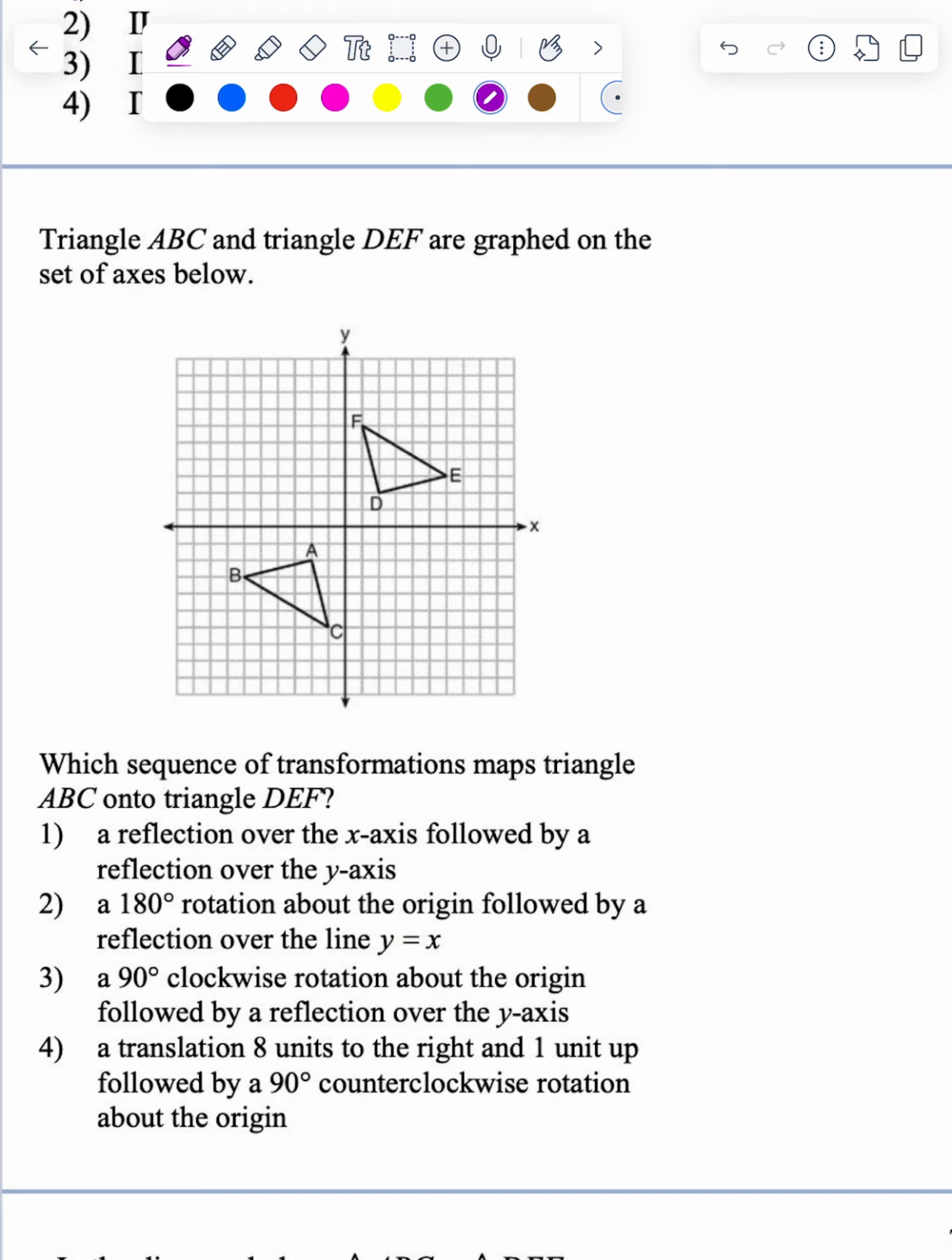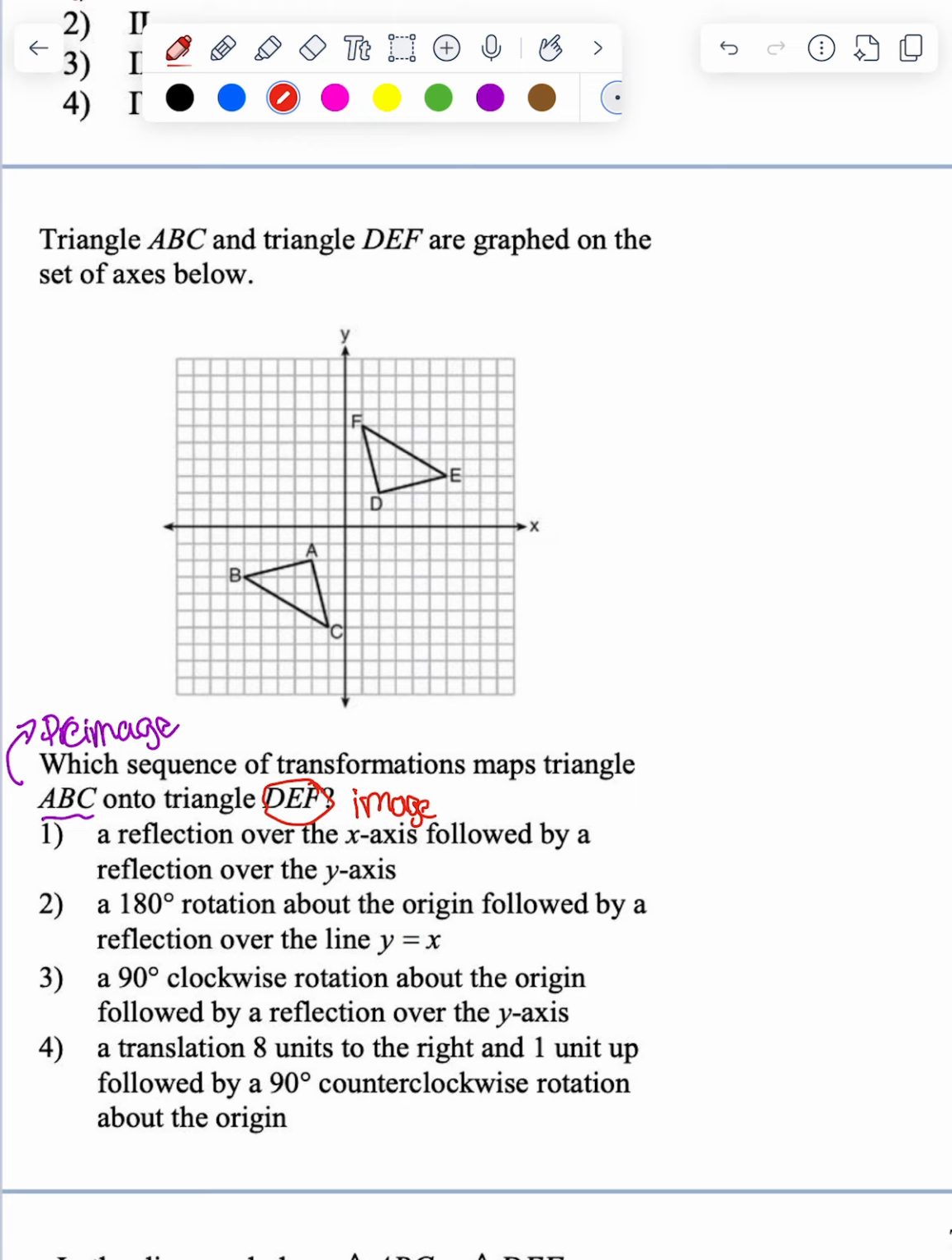Here we have triangle ABC and triangle DEF graphed, and it's asking us which sequence of transformations maps triangle ABC onto triangle DEF. So triangle ABC is the pre-image, so that means before the transformation, and triangle DEF is the image, that means after the transformations occurred. So let's take a look answer choice by answer choice. Number 1 says a reflection over the x-axis followed by a reflection over the y-axis.